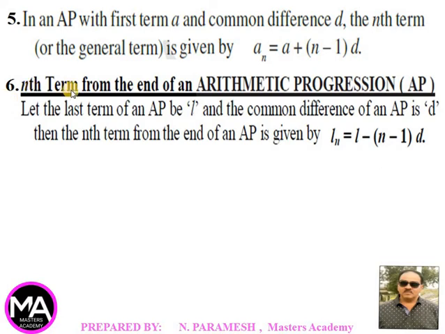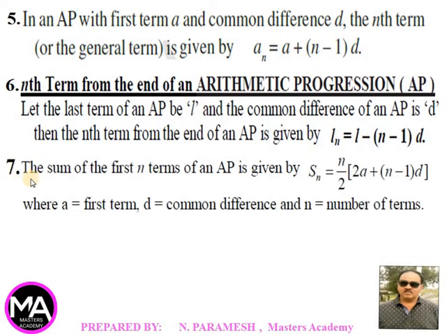Sixth point, nth term from the end of an arithmetic progression AP. Let the last term of an AP be small letter l and the common difference of the arithmetic progression be d. Then the nth term from the end of an arithmetic progression is given by l minus (n minus 1) into d.